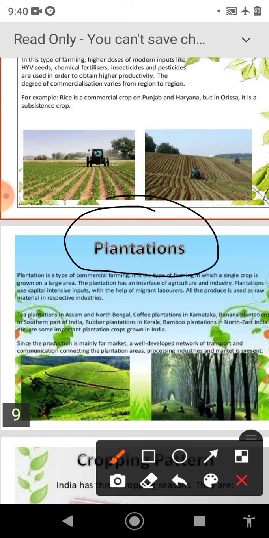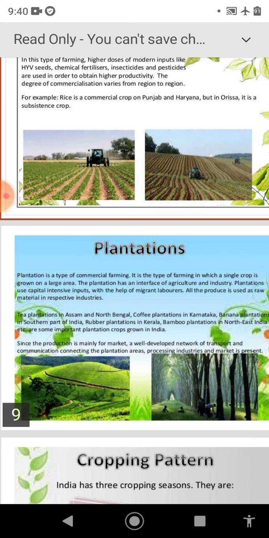We can take some examples of plantation crops like tea, coffee, rubber, sugarcane, and banana. These are some of the plantation crops which are grown in different parts of our country by the farmers. About the cropping pattern, we will discuss in the next video.